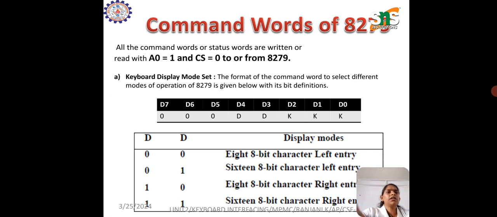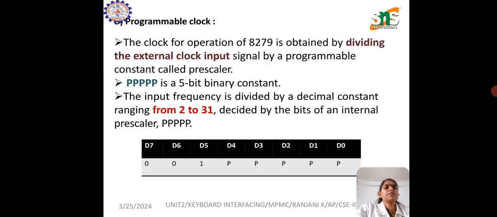And these are the command words of 8279. In the keyboard display mode set, this is the format of the command word to select different modes of operation of 8279. Here from D0 to D7 are the display modes and their tabulations. This is done by dividing the external clock input signal by a programmable constant called the prescaler.